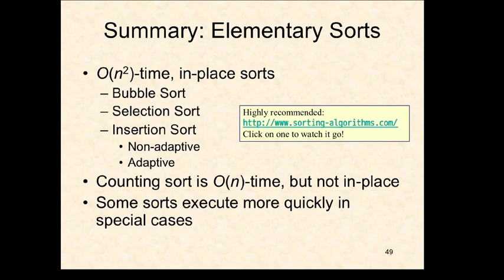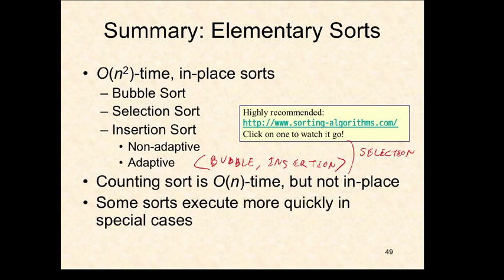So here's almost our last slide. We've got elementary sorts. The bubble, selection, and insertion sorts tend to be O of n squared. Non-adaptive versus adaptive: if we ask you in the future about bubble sort or insertion sort, we definitely mean the adaptive version. The non-adaptive, though, I would say selection, really it's either one. Selection has such a small difference in how adaptive it is, it doesn't make much difference which one you're talking about.